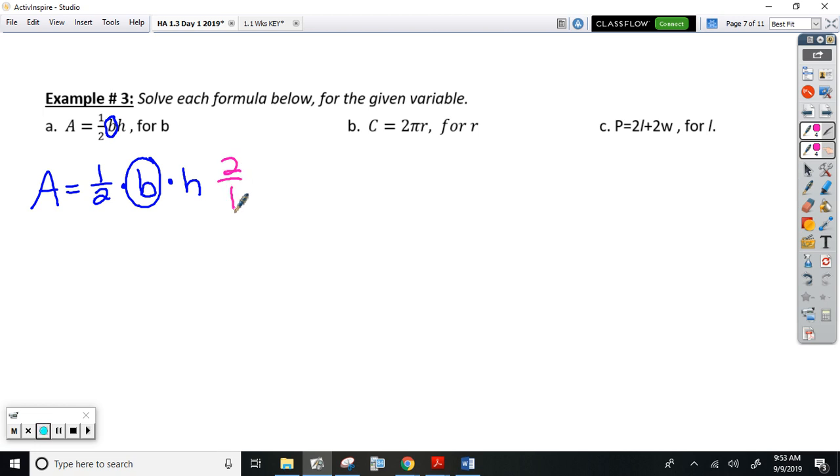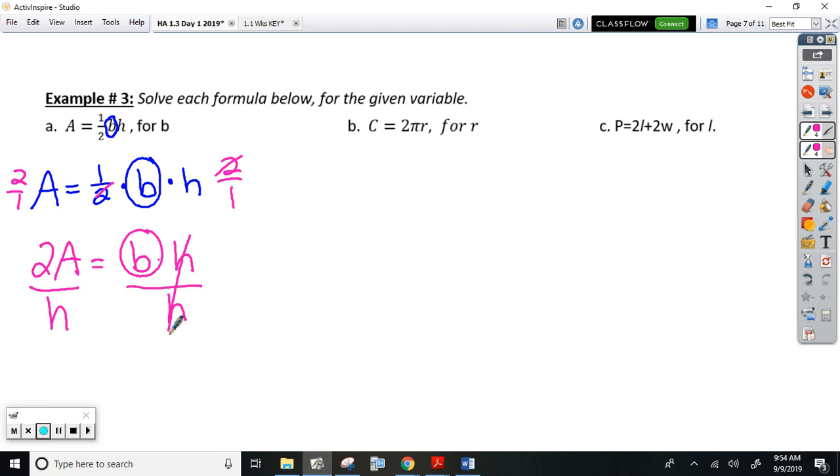Whatever you do to one side, you have to do to the other side. So the 2's undo one another on that side, and we're left with now 2a equals b times h. Again, I always circle the variable that I want to solve for because it's so easy to get confused with all the letters and start solving for h instead of b. So now we can undo multiplication again with division. Divide both sides by h. To save myself a line of work, I'm also going to use the symmetric property, and flip that around so that I have b on the left. So b is equal to 2 times the area divided by the height.